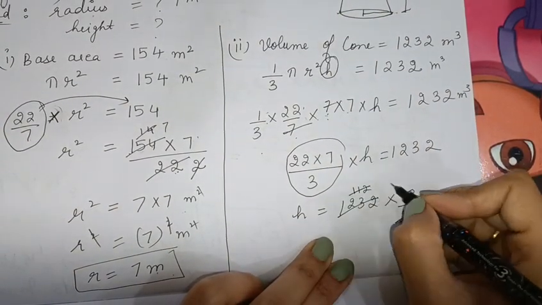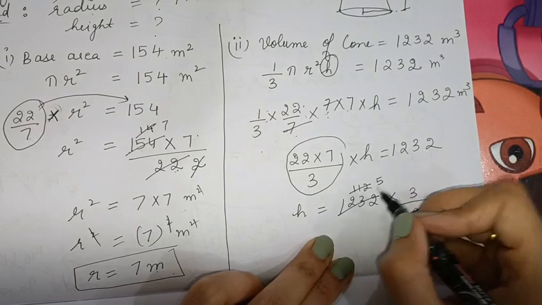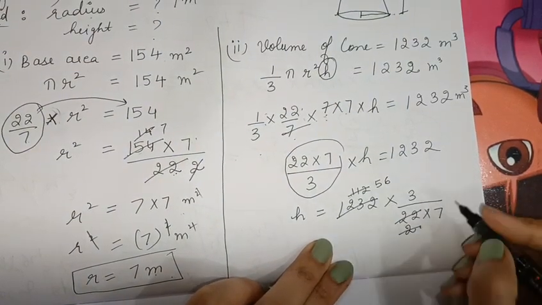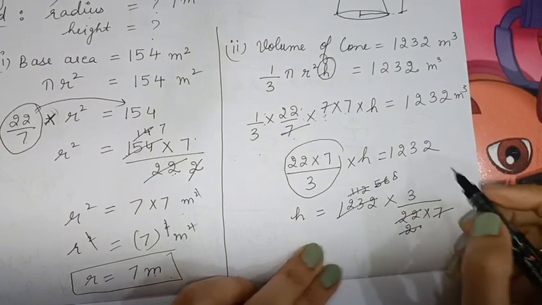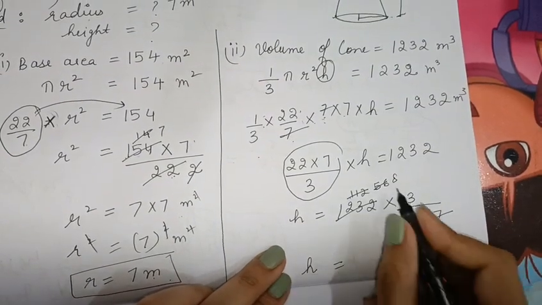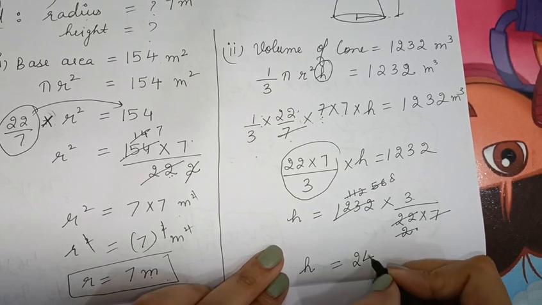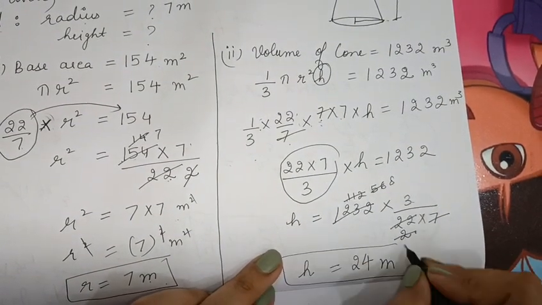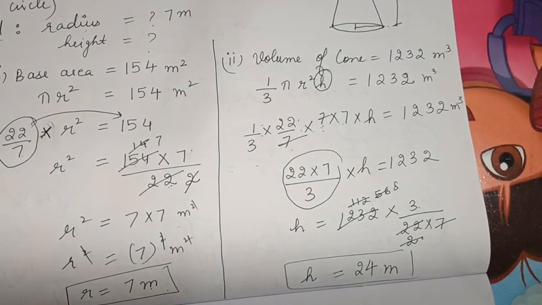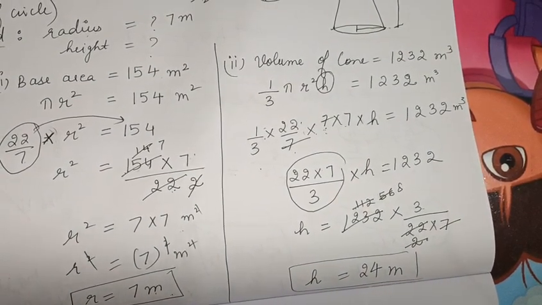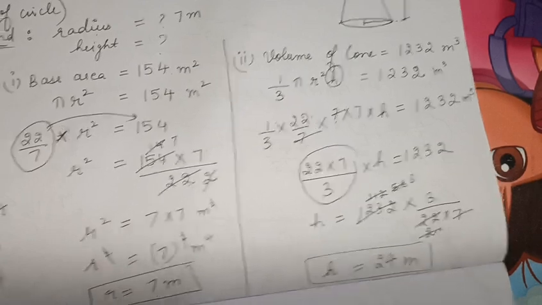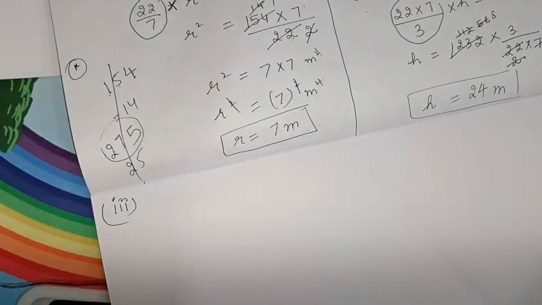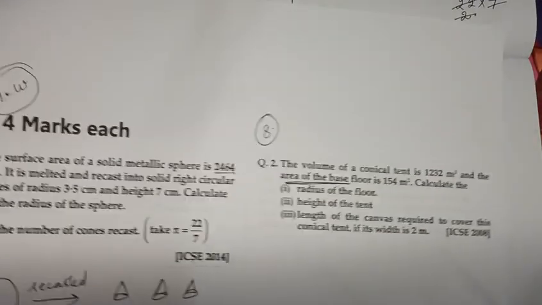2 into 5 is 10. 2 into 6 is 12. 7 into 8 is 56. So height of the cone is equals to 8 into 3, which is equals to 24. The unit is meter. So height of the cone is equals to 24 meter. It's done. Now let's do the third part of this question. So what is there in third part?